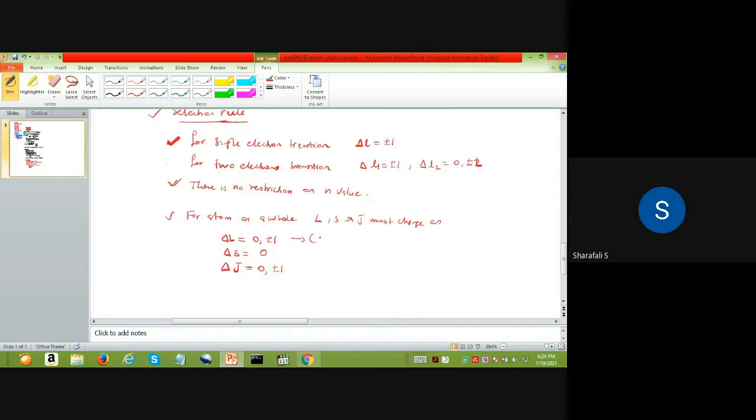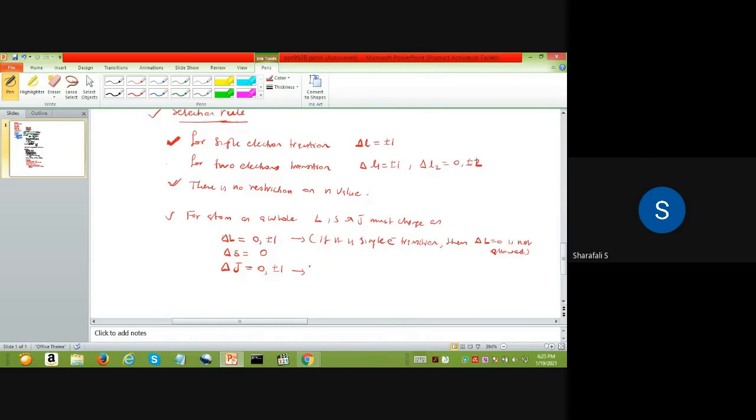And in this particular case, if it is a single electron transition, then delta L equal to 0 is allowed.